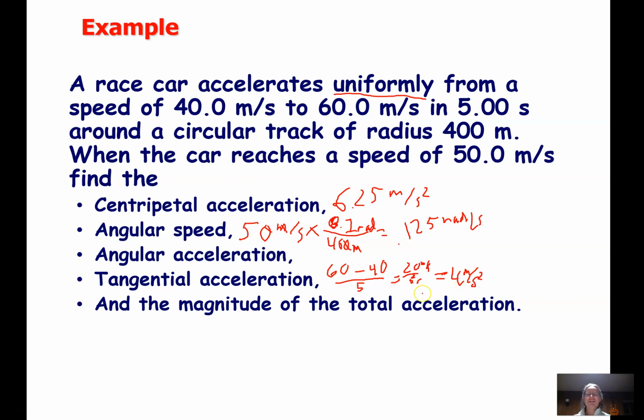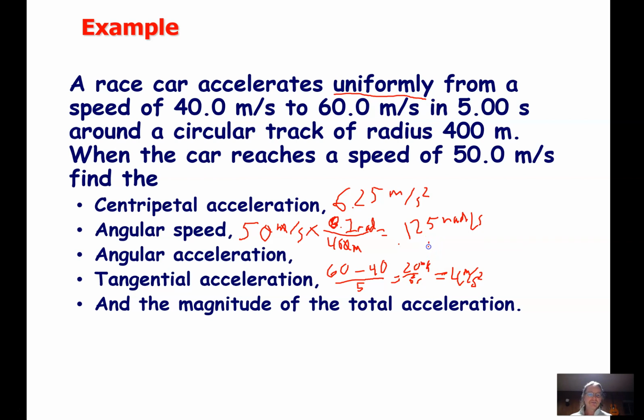You might say, hey, why did you do that first? Well, I had those numbers. And now if I want to do angular acceleration, all I'm going to do is convert that 4 meters per second into radians per second without converting both of these numbers, without converting the 40 and the 60 into radians per second. I'm just going to convert one number, which is a lot easier.